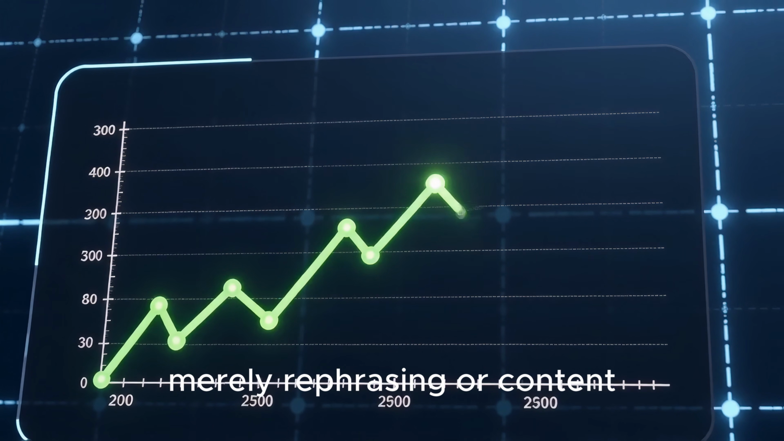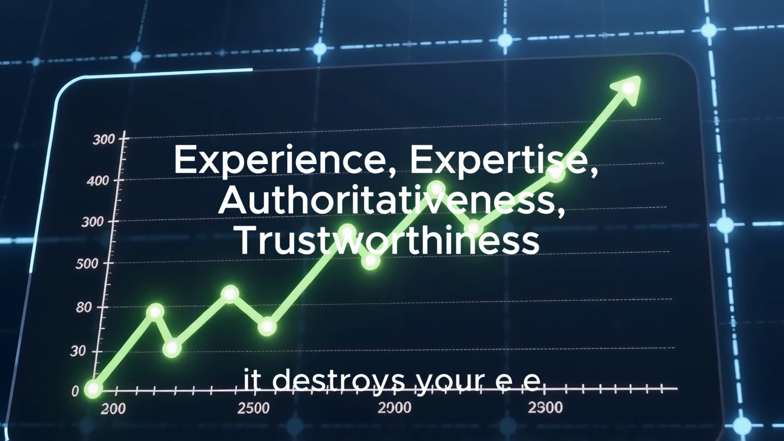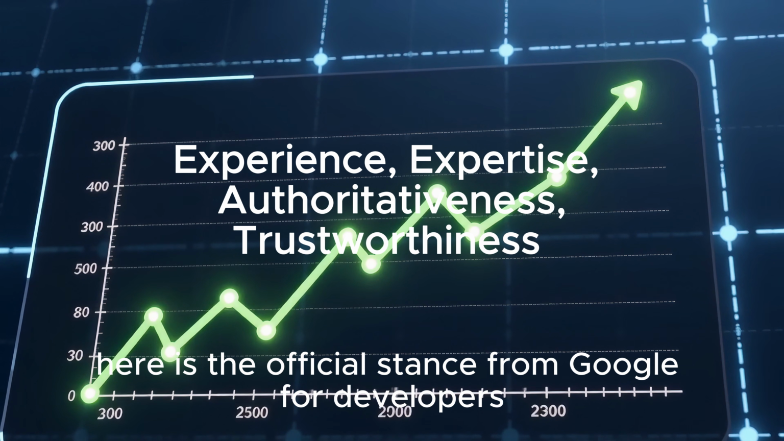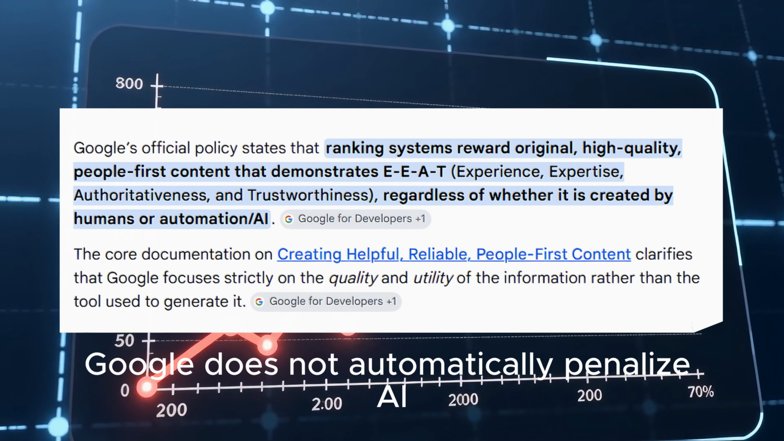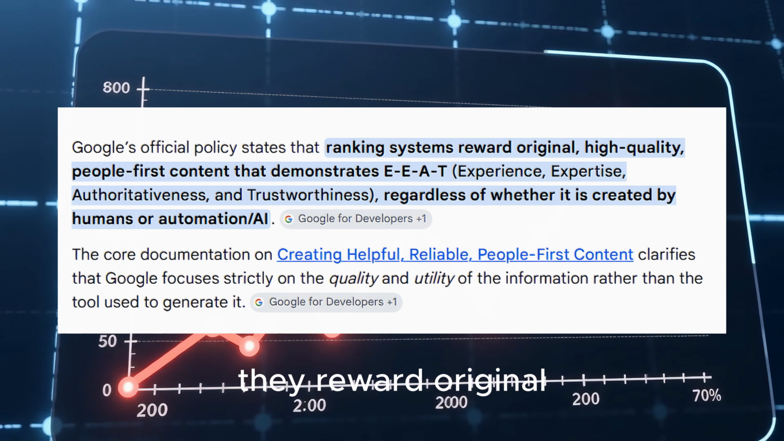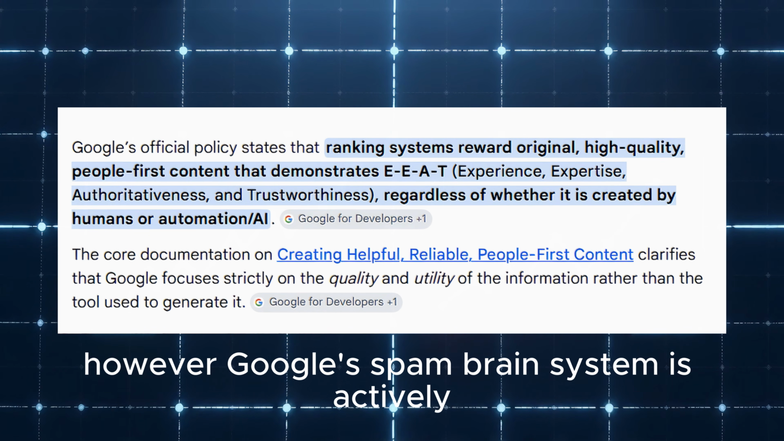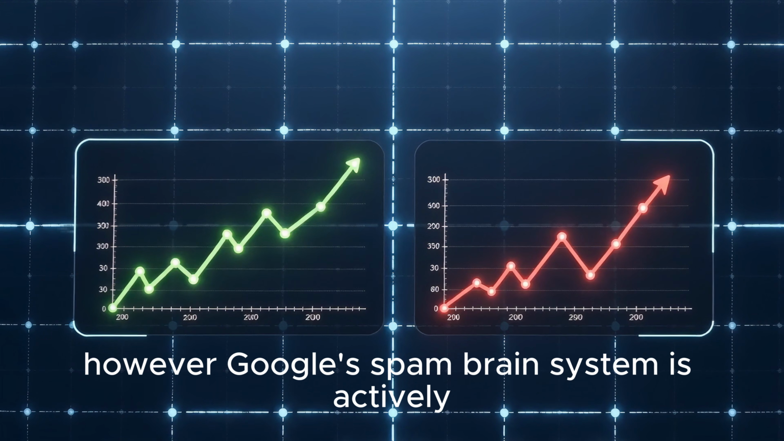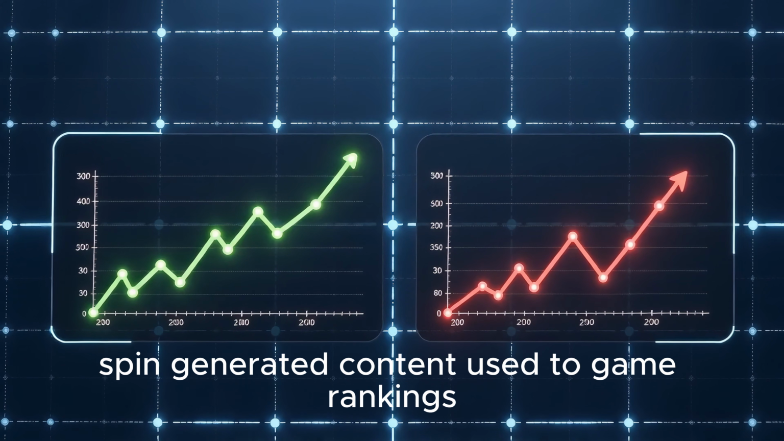Merely rephrasing or content spinning won't cut it anymore. It destroys your EEAT signals. Here is the official stance from Google for developers. Google does not automatically penalize AI-generated content. They reward original, helpful content that serves reader needs. However, Google's spam brain system is actively cracking down on automated, spin-generated content used to game rankings.